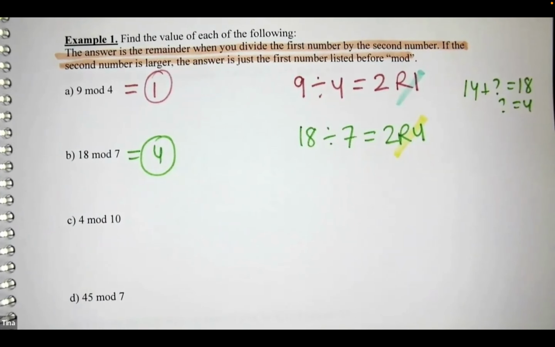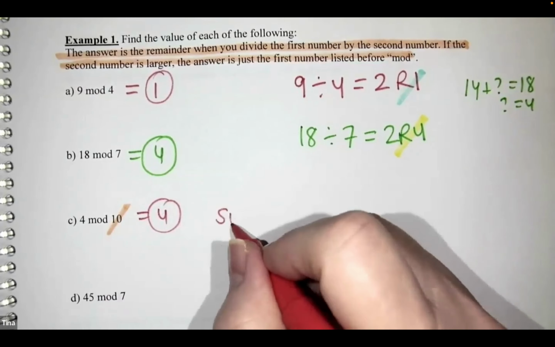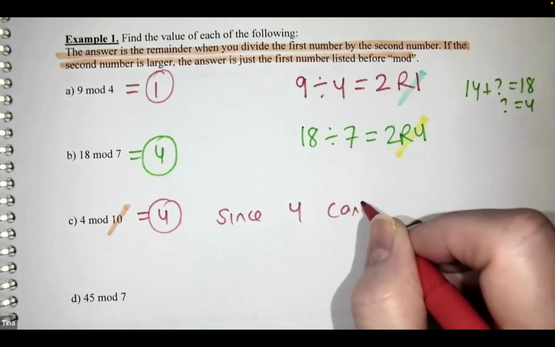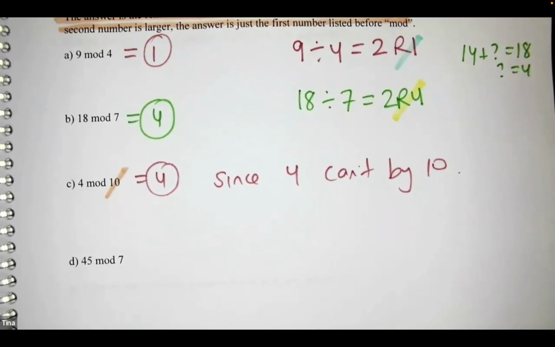This is an example where the second number is larger. So we would just say, by definition, this is just 4, okay? Because 4 can't divide by 10, right? Okay, what would 45 mod 7 give you here?